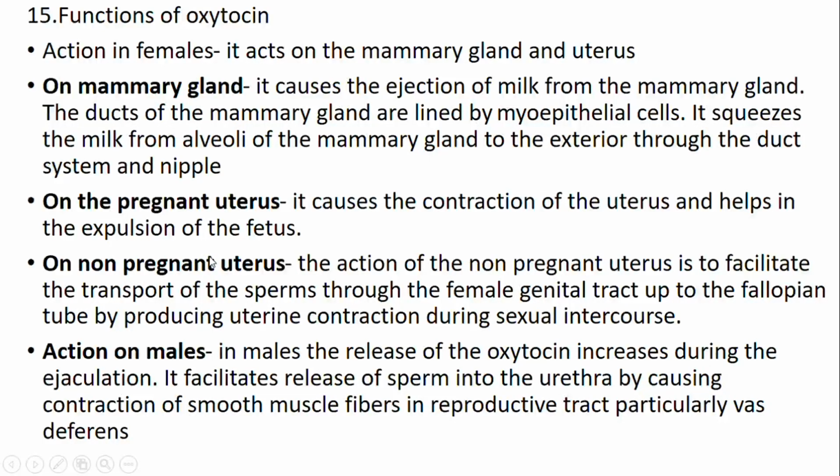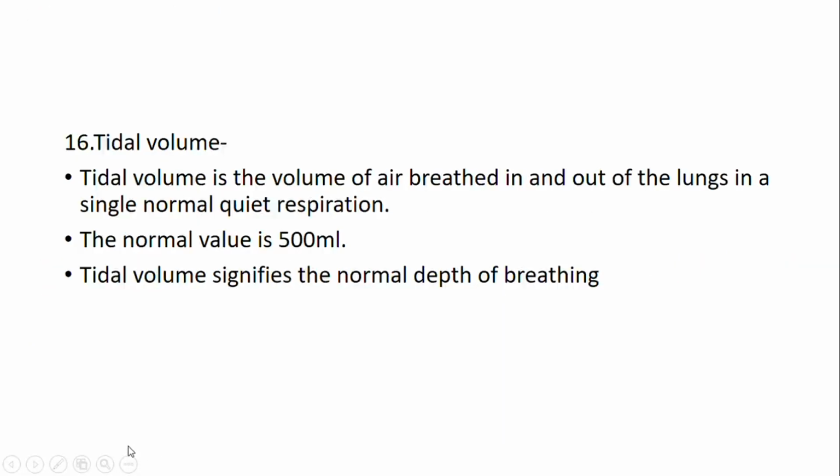Non-pregnant uterus, the action on non-pregnant uterus is to facilitate the transport of sperms through the female genital tract to the fallopian tube by producing uterine contraction during sexual intercourse. Action on males. In males, release of oxytocin increases during ejaculation. It facilitates release of sperm in the urethra by causing contraction of smooth muscle fibers in the reproductive tract, particularly vas deferens.